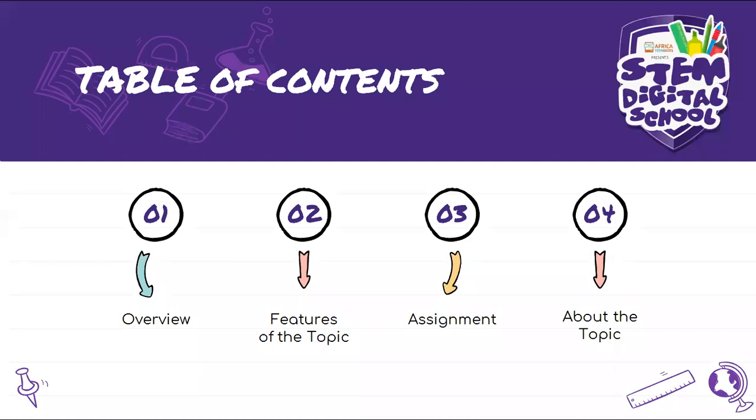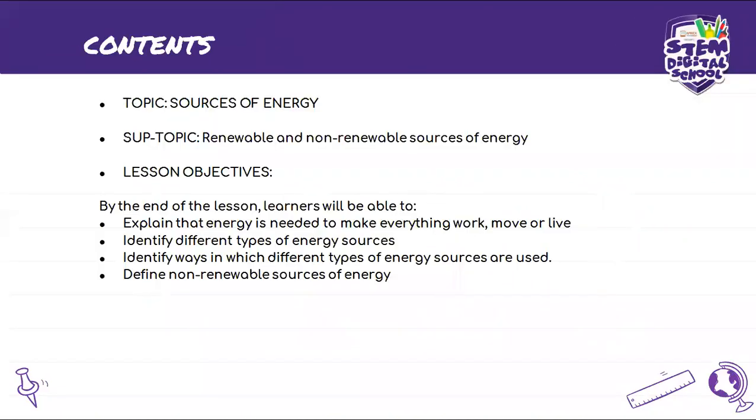All right. So our table of contents will be in this form. It's just going to be an overview, then our topic, then we will do an assignment or an assessment, and then after that we'll talk about today's lesson or tomorrow's lesson. All right, so today we are going to be looking at sources of energy, and our subtopic is going to be renewable and non-renewable sources of energy.